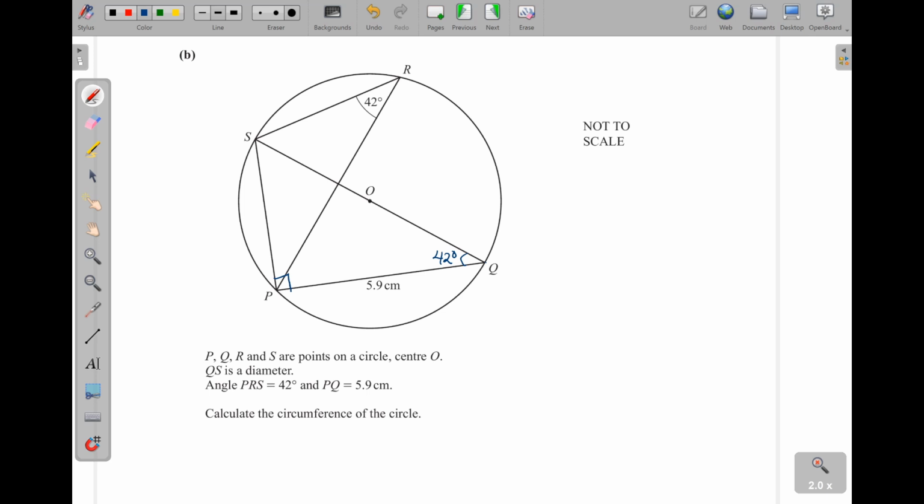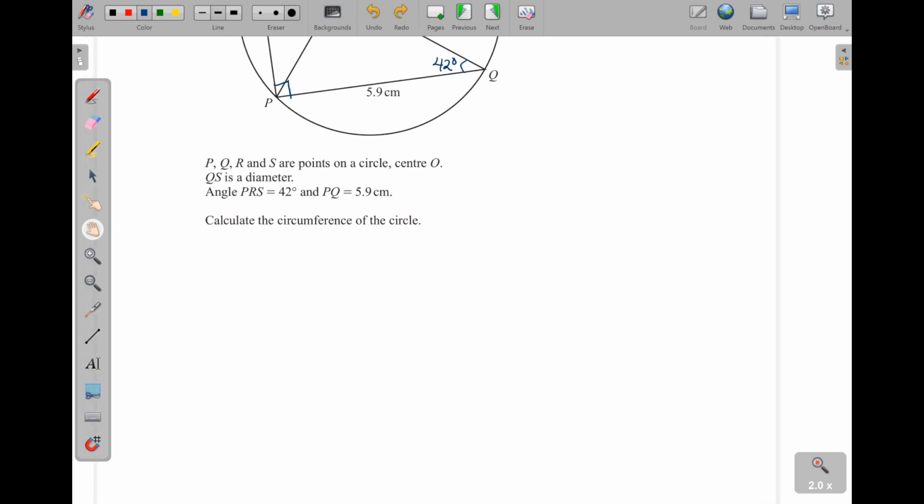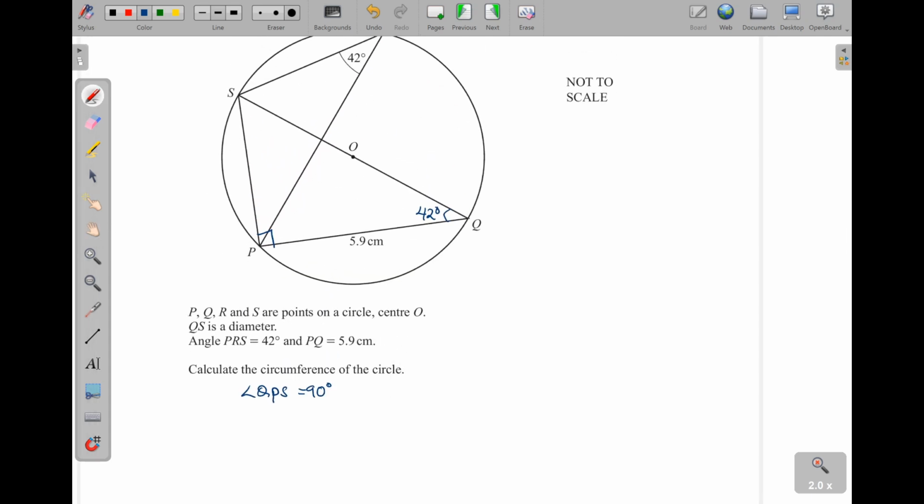You see that? Since I know this length here and the angle here, and this is a right angled triangle, we can use SOHCAHTOA to find this hypotenuse here. You get it? Okay, now let's start. First of all, angle QPS is equal to 90 degrees. QPS here, 90 degrees.